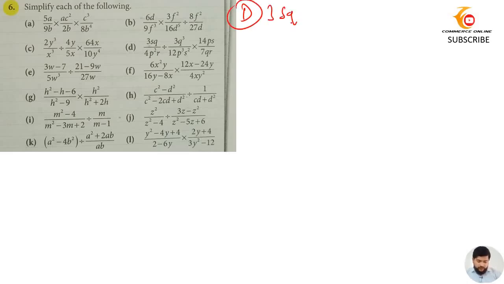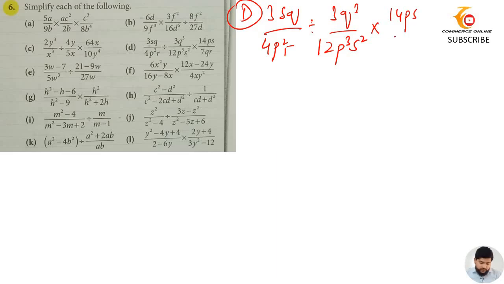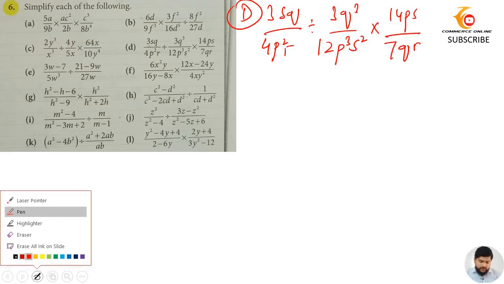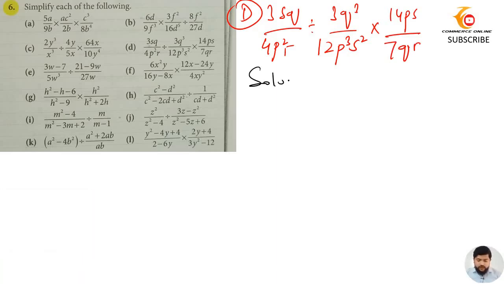Now we're going to move from C to D. We have 3sq over 4p square r divided by 3pq over 12p cube s square multiplied by 14ps over 17qr. So this is going to be very easy. First I will write the solution, then 3sq over 4p square r. This divide sign will convert into multiply. So the denominator will move into the numerator and the numerator will go to the place of the denominator.